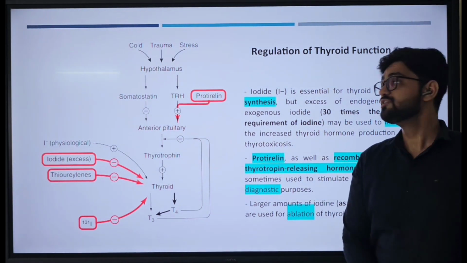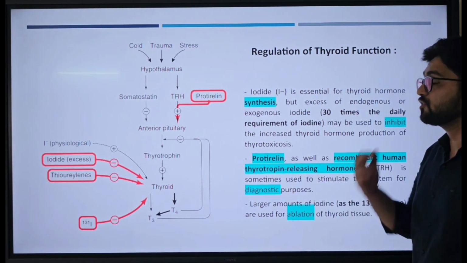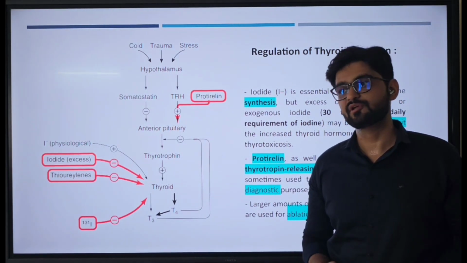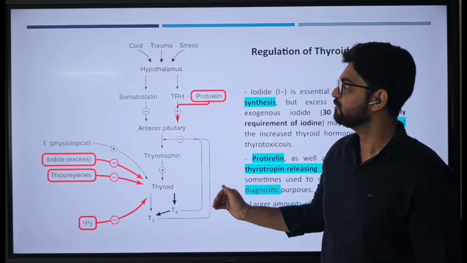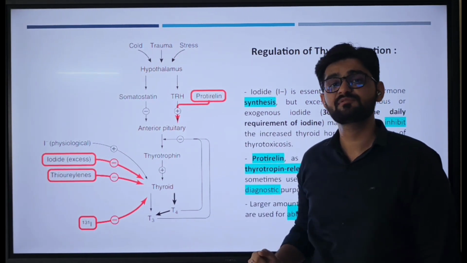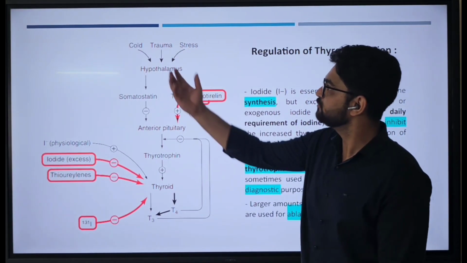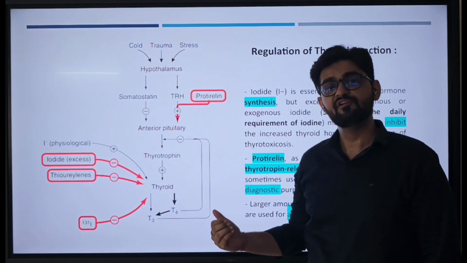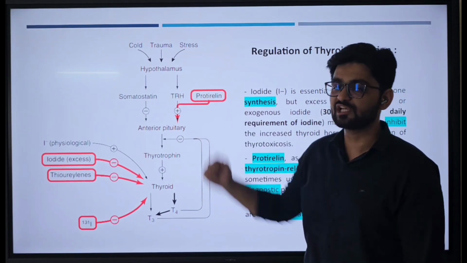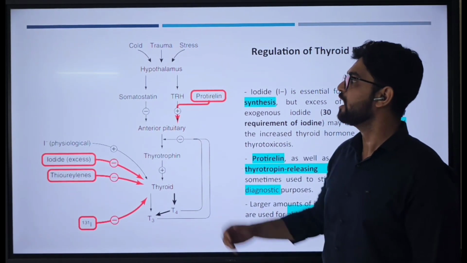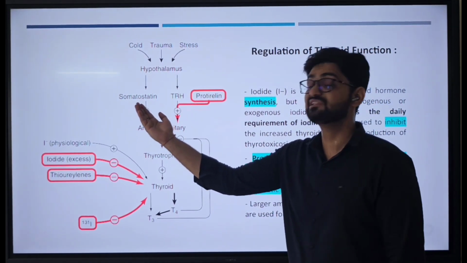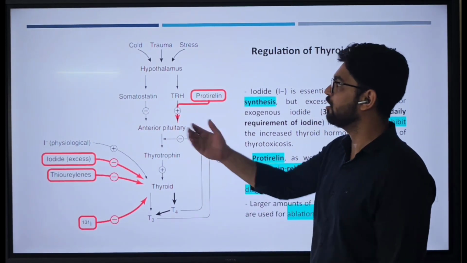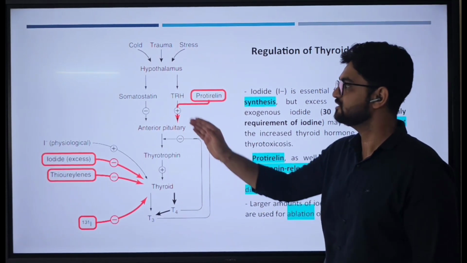Now, talking about the regulation of the thyroid function. There is a role of the hypothalamus as well as the pituitary. If you see this diagram, you can see there are different stimulants which take place in the release of the thyroid hormones. The hypothalamus will either release somatostatin, which is an inhibitory hormone for the hormones produced by the pituitary gland, or release the releasing hormone.